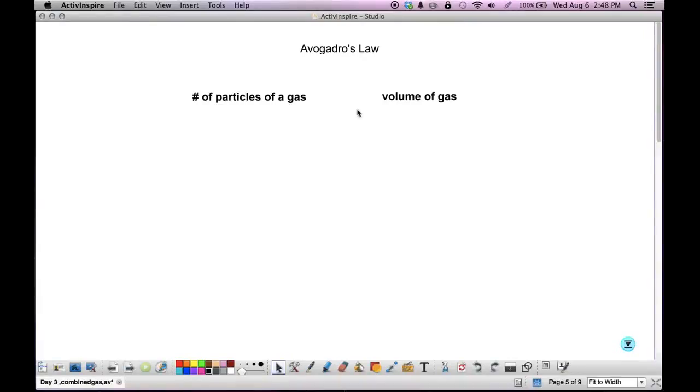From the simulation that you just did, you should have learned that Avogadro's law states that the number of particles of a gas is directly proportional to the volume of the gas. Now this is going to be really interesting and helpful to us, but we're of course not going to talk about the number of particles of a gas, right? Too many particles in a reasonable size sample. So instead we're going to talk about moles, because the mole is more or less the representation of the number of particles of a gas.